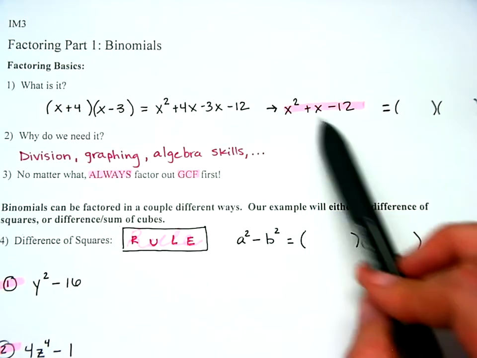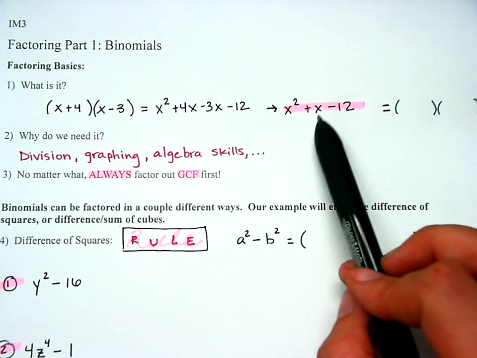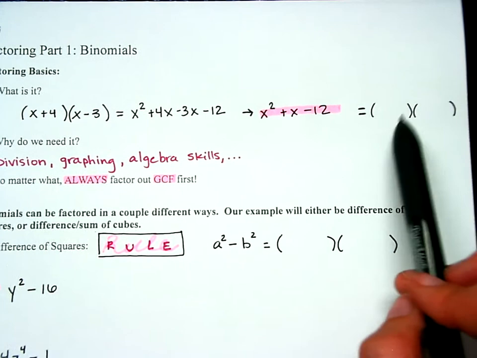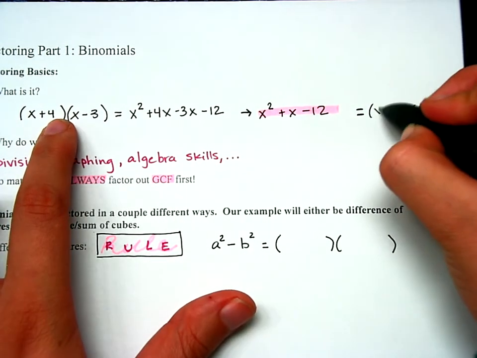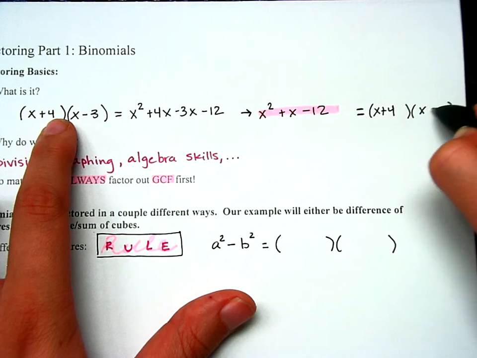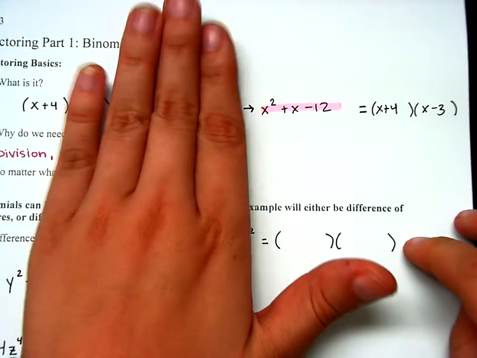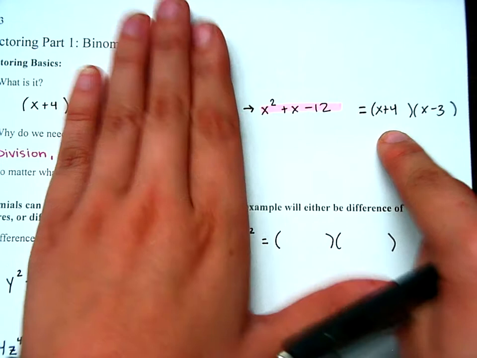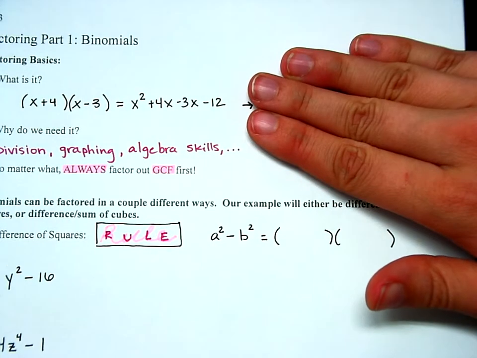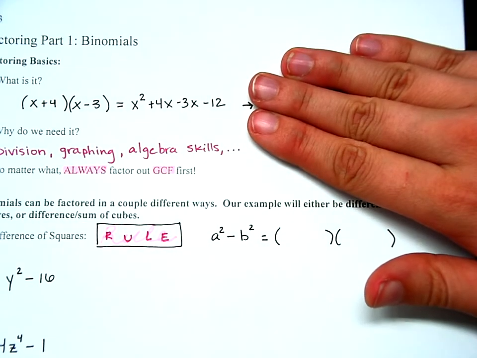Now we're going to go in the opposite direction. You're going to be given a polynomial, and we're going to write it in factored form. So really we're just going back to where we started. x plus 4 and x minus 3, like that. So this half is what we're doing today in factoring. This half is what we have been doing when we were multiplying our polynomials.